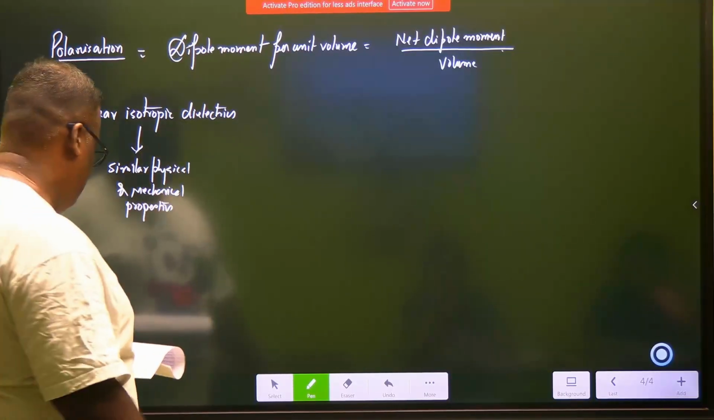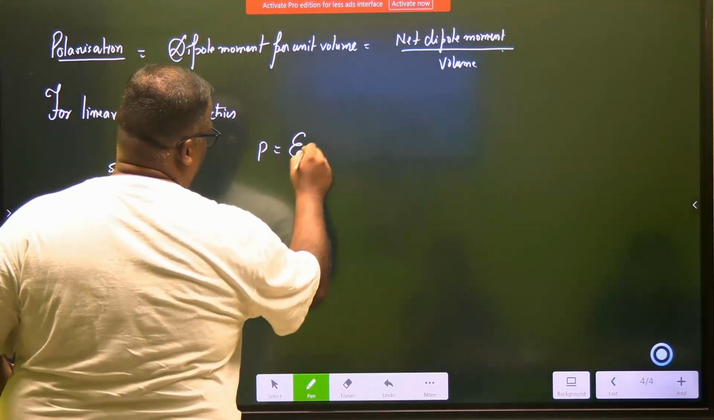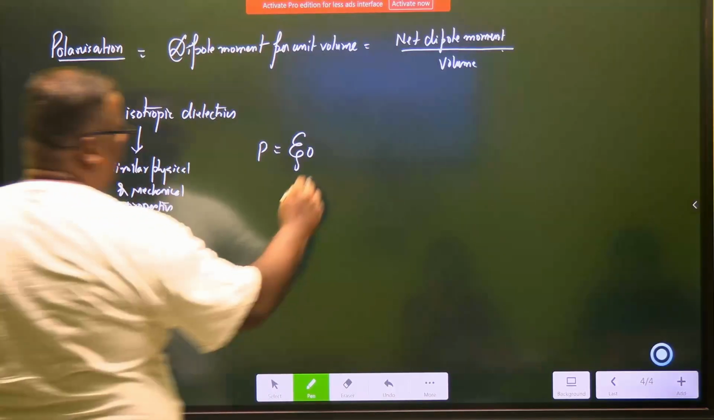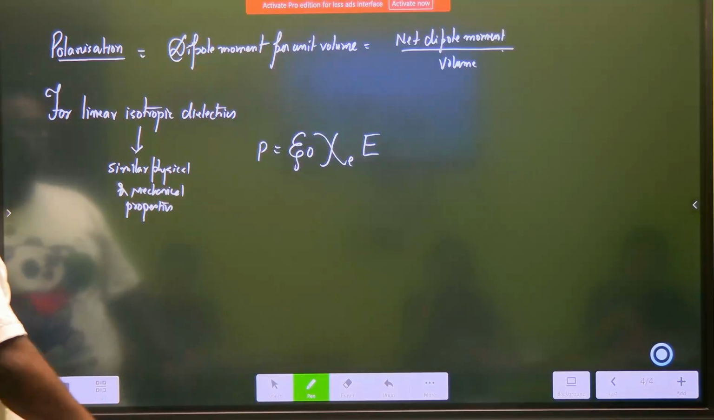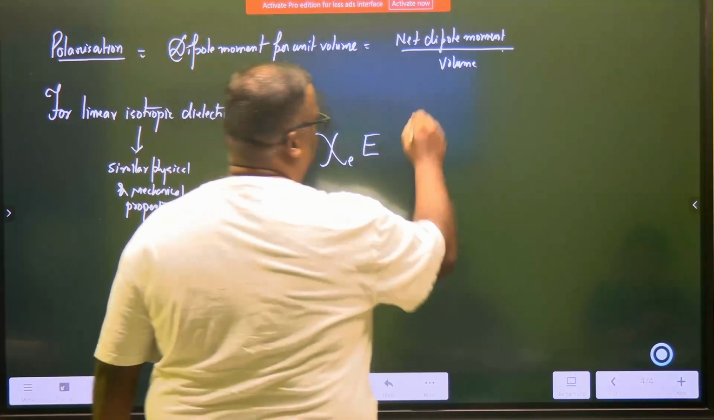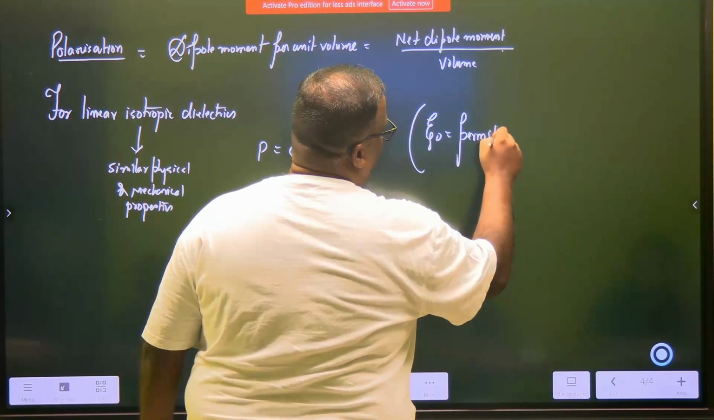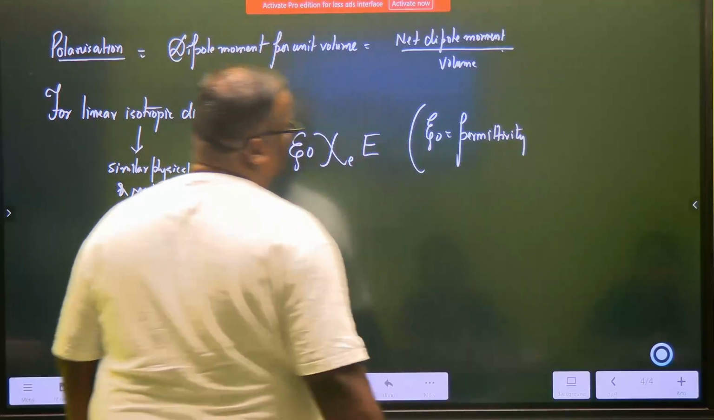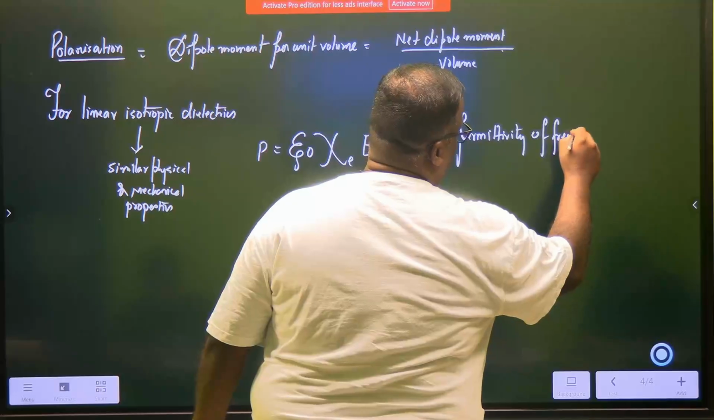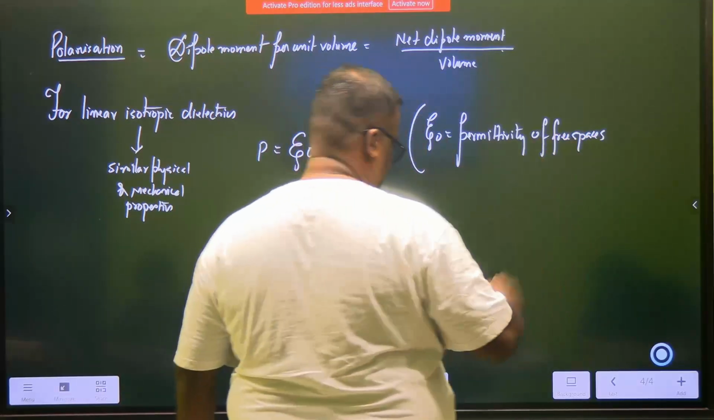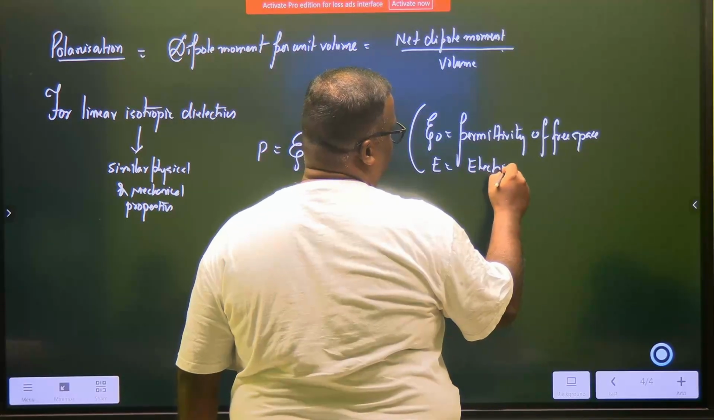Okay, here they say polarization is given by the formula epsilon naught times a quantity called chi e times E. We will understand epsilon naught, the permittivity of free space. You will not get any maths out from here, but you may get a concept based question. What happens if this increases? Permittivity of free space. E is the electric field that you are applying.